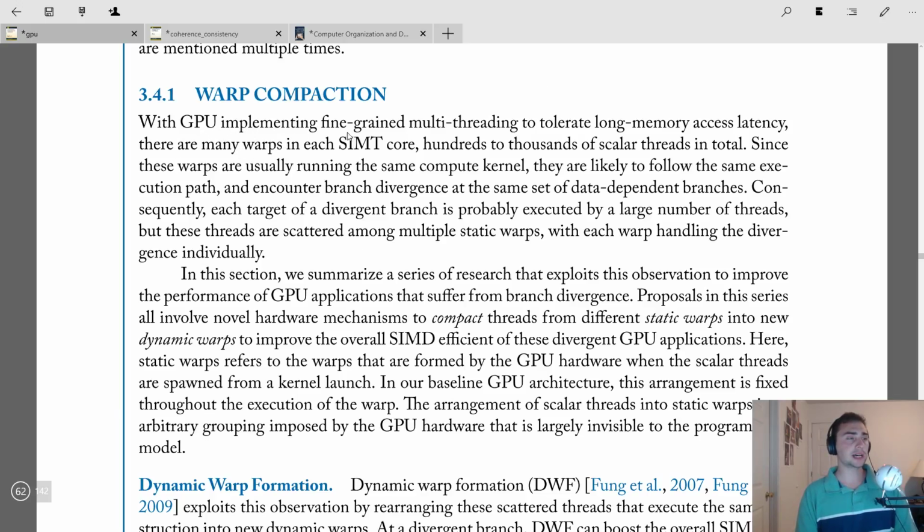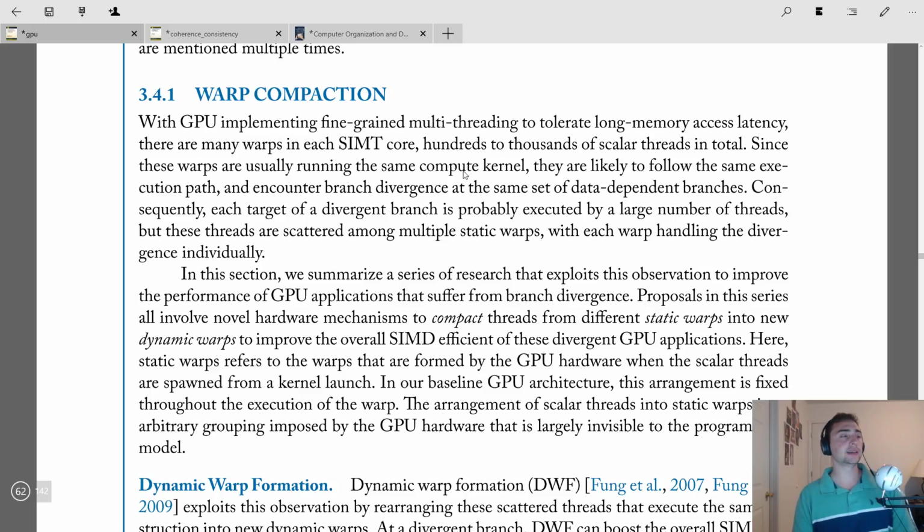So with GPUs implementing fine-grained multi-threading to tolerate long memory access latency, this just means that we've got so many threads to cover the fact that some threads will be waiting on long latency memory operations, right? So let's hide that latency with more threads doing different work.